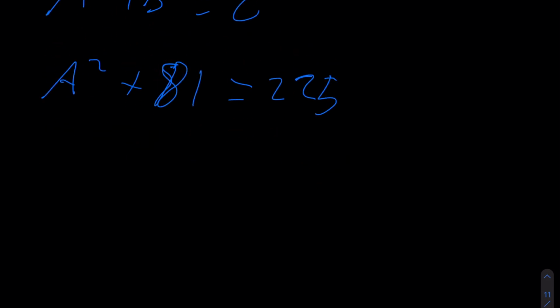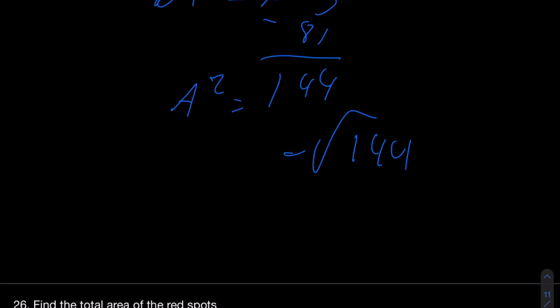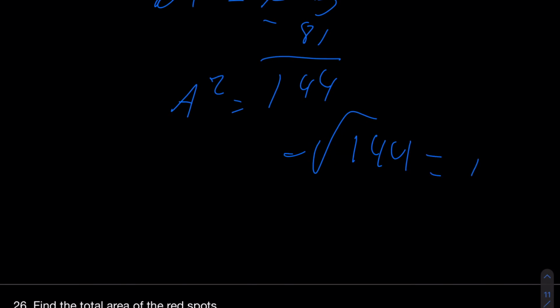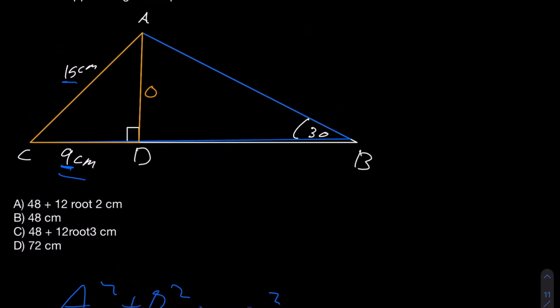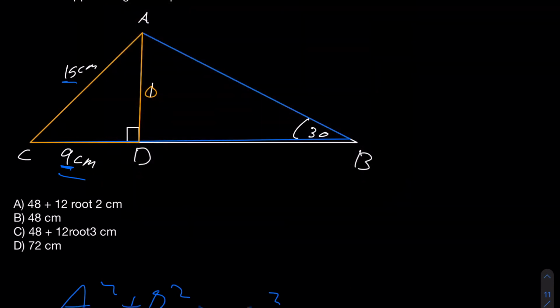You take those away from each other, right? It's good old subtraction. You get 144. So that's what a squared is. The square root of 144, which is also a memory thing, is just 12. So we figured it out. On this side, this is 12.